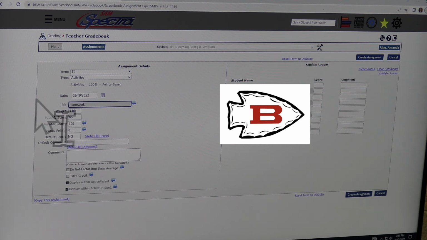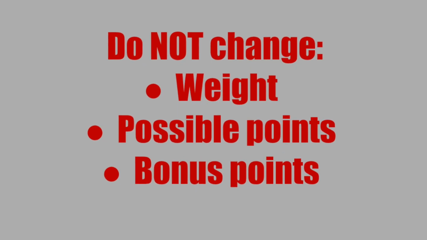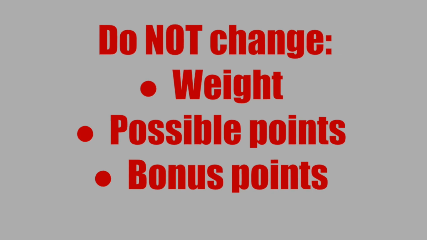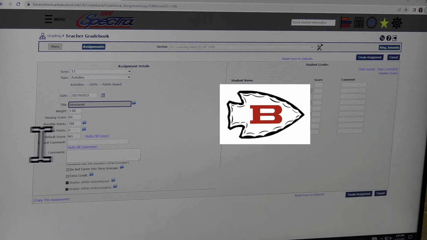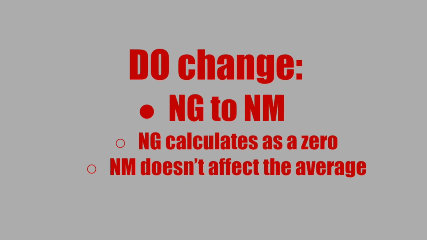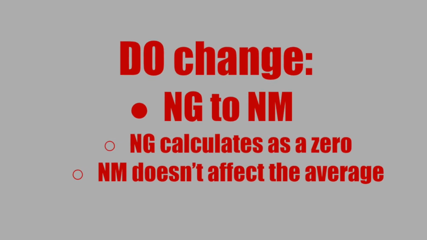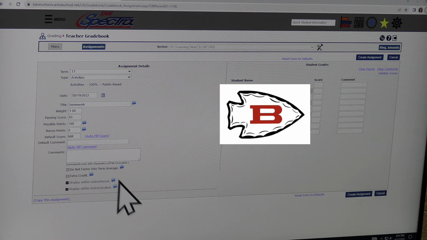Everything here is default. So weight, passing score, possible points, bonus points, we'll leave those alone. But we want our default score to not be an NG, but an NM for no mark. This way it doesn't affect your scores. Everything else you can leave blank and not mess with. You can put comments in if you want to.